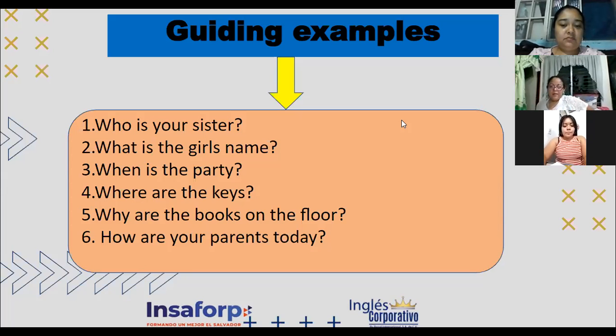Impressive. Grandmother. Ordenémoslo, Israel. My grandmother's name is... Okay. My grandmother's name is Juana.